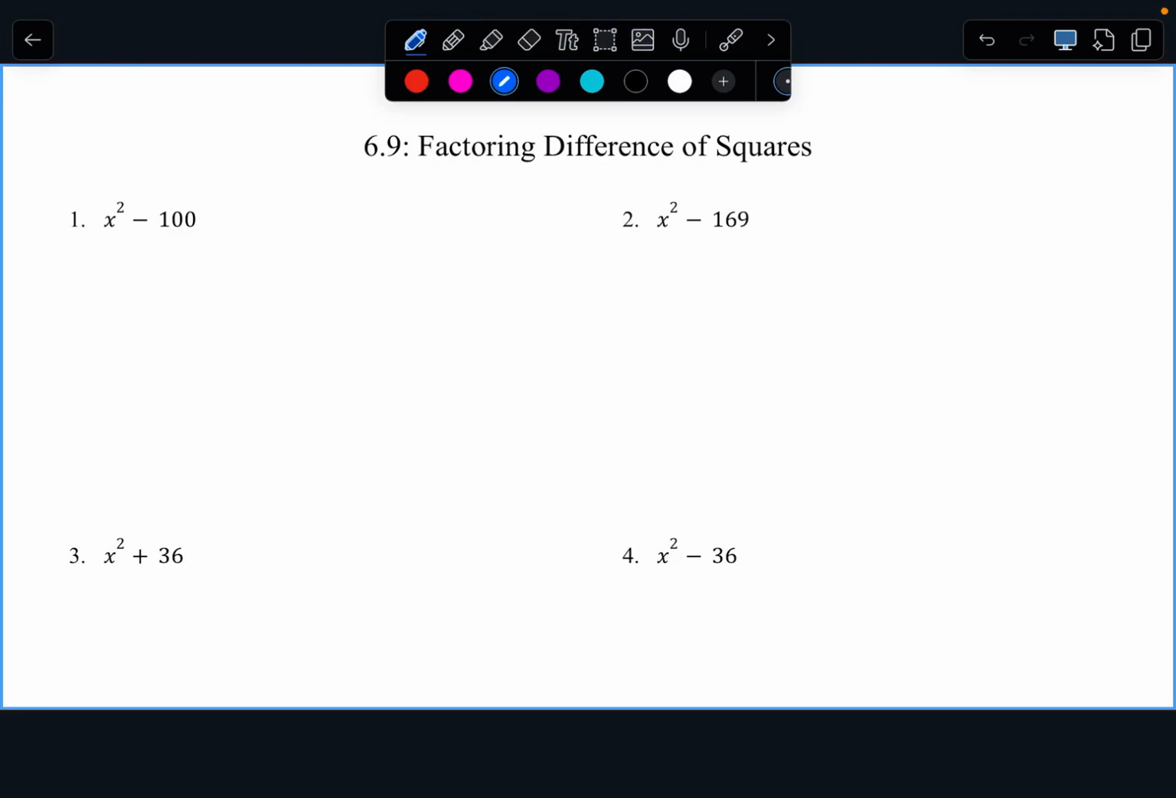Today we are working on our very last section of Chapter 6. This is factoring difference of squares. It is a very special factoring pattern that shows up pretty often.